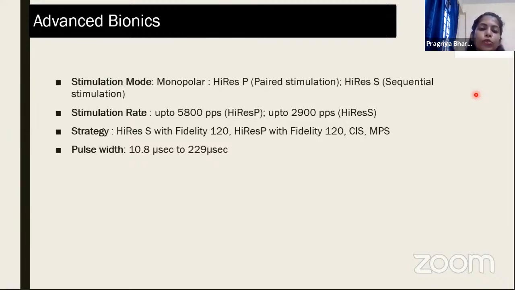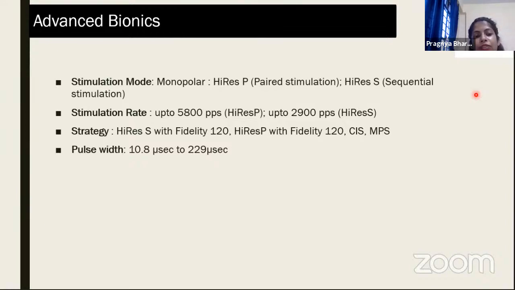Advanced Bionics also commonly uses the monopolar mode of stimulation. In HiRes P, they use paired stimulation, so the current is delivered to a pair of electrodes simultaneously. And in HiRes S, they use a normal sequential mode of stimulation. So they have HiRes S and HiRes P. They also have a modified version of the CIS strategy available.